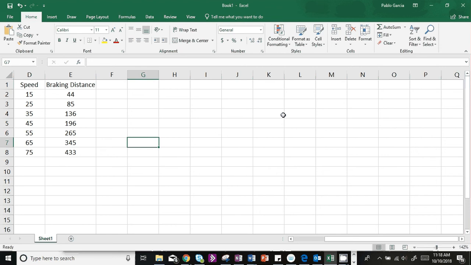I'm going to be showing you how to graph a regression line and calculate the coefficient of determination, the r squared. And once we have the r squared, we can also calculate the correlation coefficient, just r.